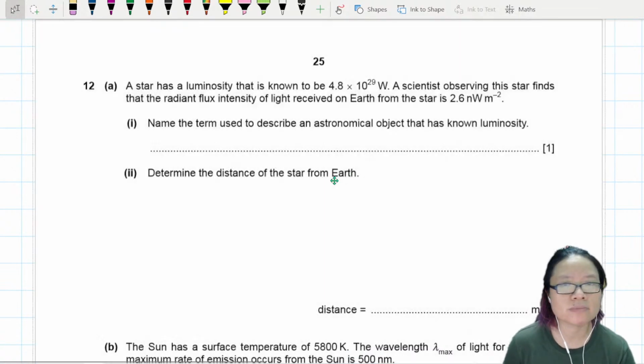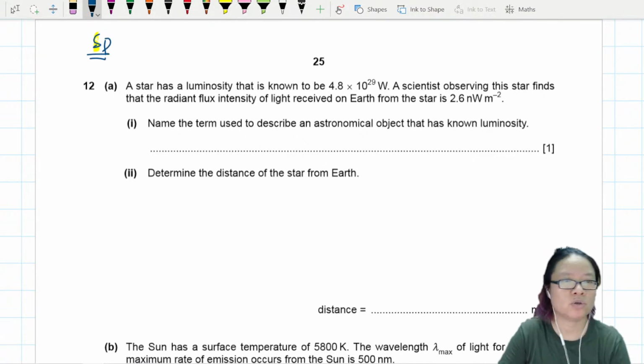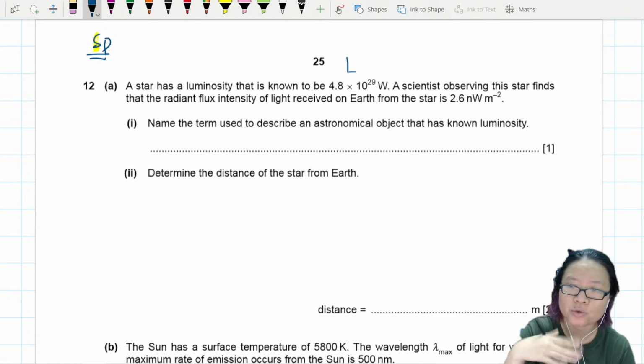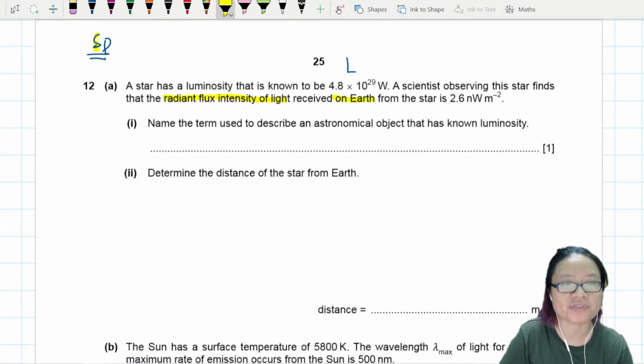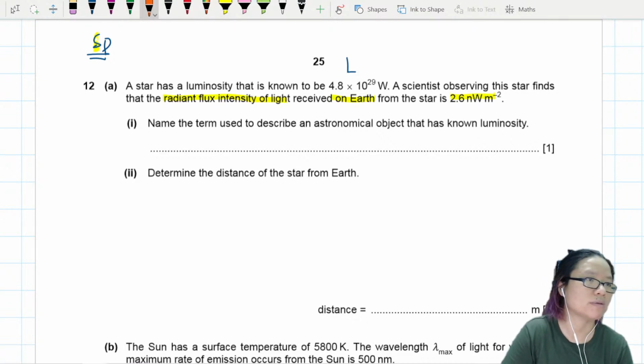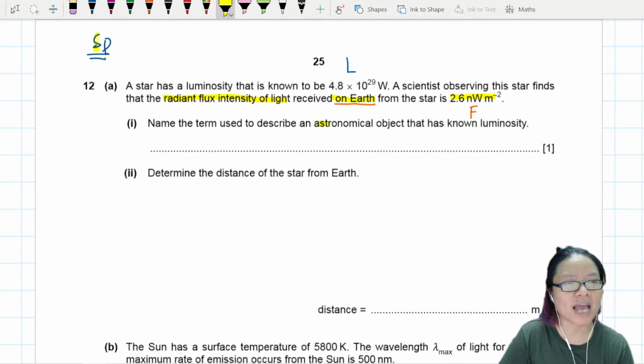Okay, so in this specimen paper question, we have a star with a luminosity known to be this one. So they already know, they plotted the graph, they read the reading already. Scientists observe this star and find that the radiant flux intensity of light on Earth is this one. This is F, on Earth. Very nice. Name the term to describe an astronomical object with known luminosity.